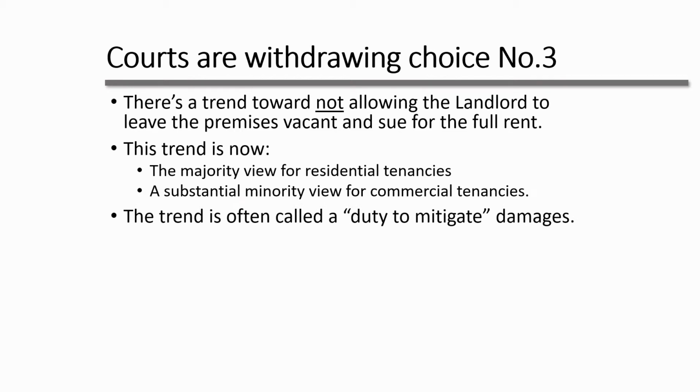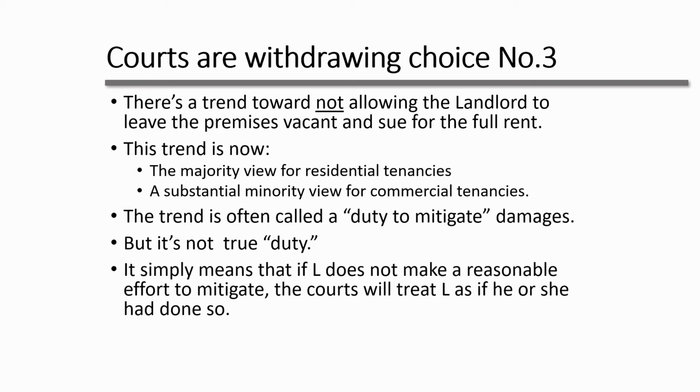The trend is often called a duty to mitigate damages, but that phrase can be quite confusing because this isn't a true duty. In other words, the landlord can't be sued if the landlord fails to mitigate damages, fails to try to find a new tenant. Instead, what we mean by this duty to mitigate damages is simply that if the landlord does not make a reasonable effort to mitigate, that is, put the property back on the market, try to find a new tenant, and give the old tenant credit for the rent the new tenant pays.